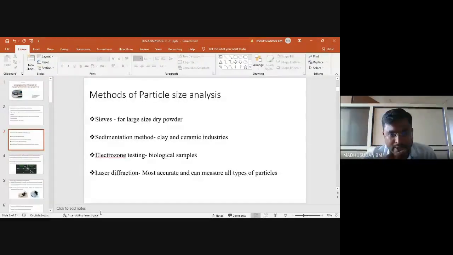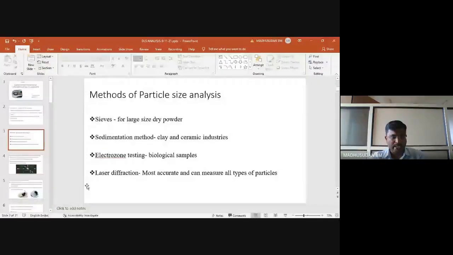And in the next method, electrozone testing is a recent technique used to characterize biological samples at the submicron level. The same will not be used for the characterization of a dry sample, a dry powder.